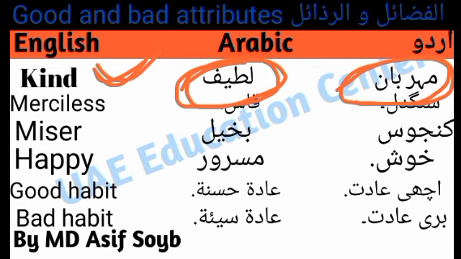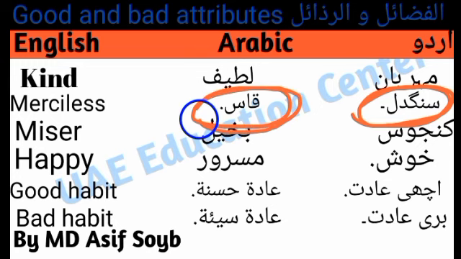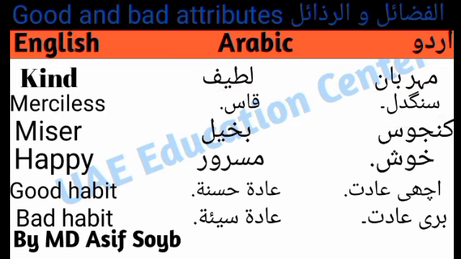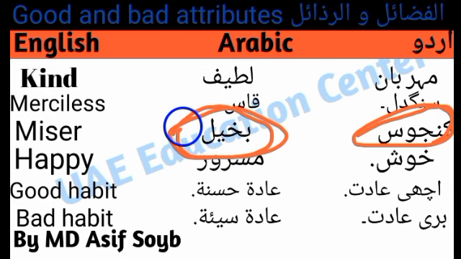Next word in Urdu, sangdil. In Arabic, qasin. And in English, merciless. Next word in Urdu, kanjus. Kanjus meaning in Arabic, bakhilun. And in English, miser.